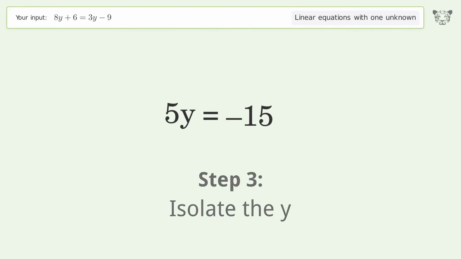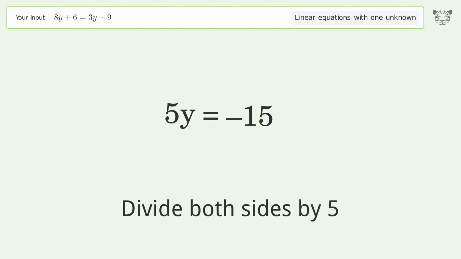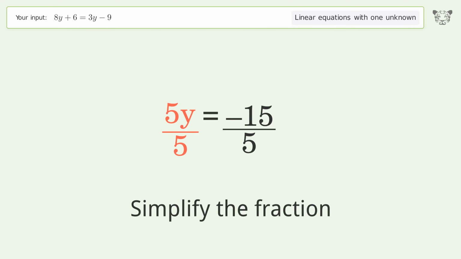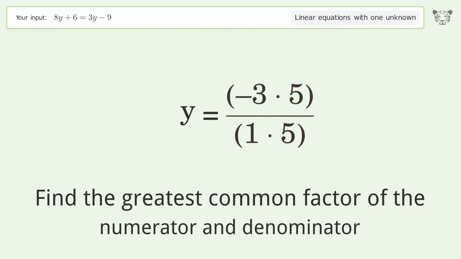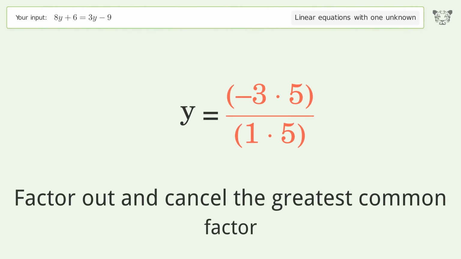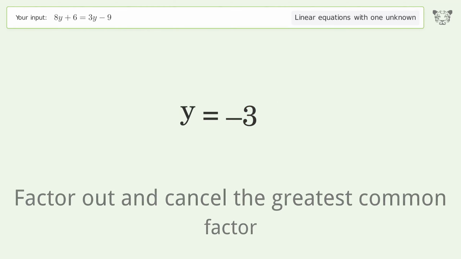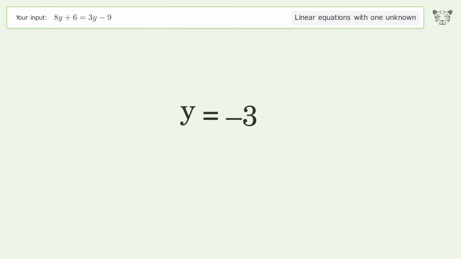Isolate the y. Divide both sides by 5. Simplify the fraction. Find the greatest common factor of the numerator and denominator. Factor out and cancel the greatest common factor. And so the final result is y equals -3.